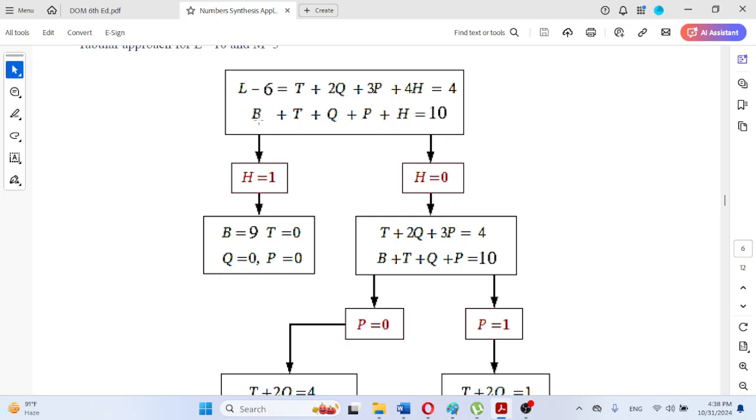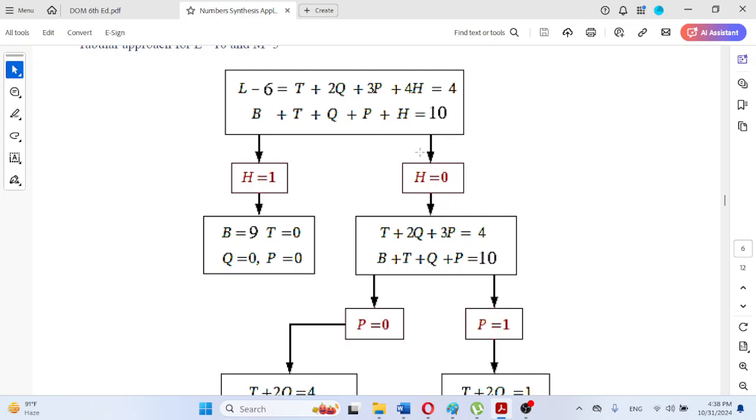So the lower equation will give the number of binary links. So the binary links will be obtained as 10 minus 1, which will be equal to 9. So binary link will be 9 and hexagonal link will be 1. So in this way the first set will be obtained for hexagonal 1.